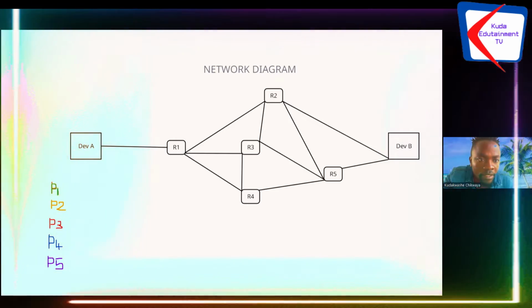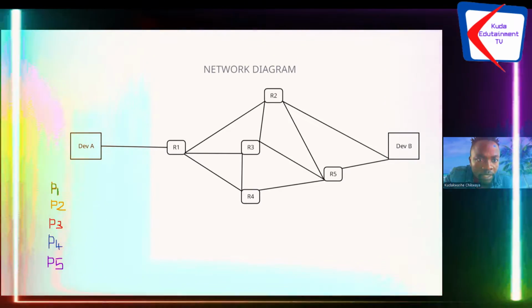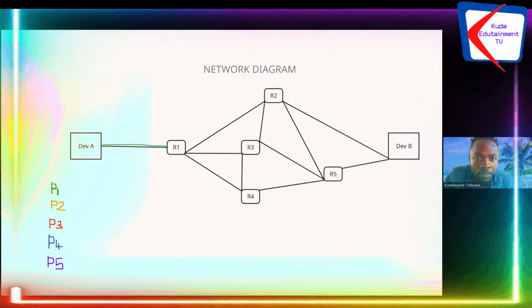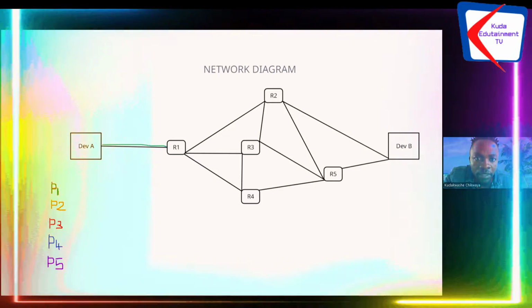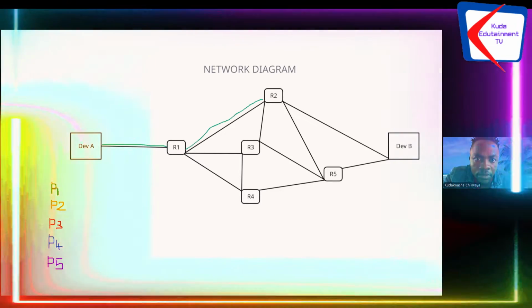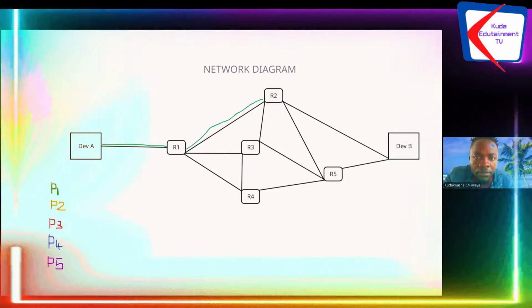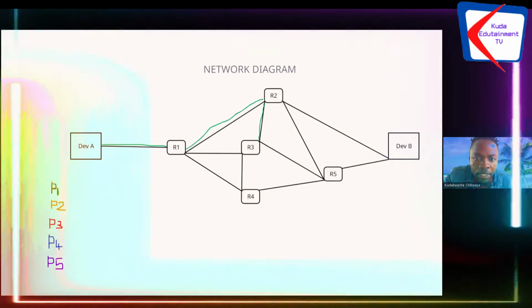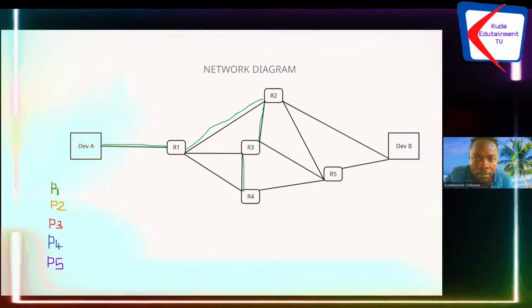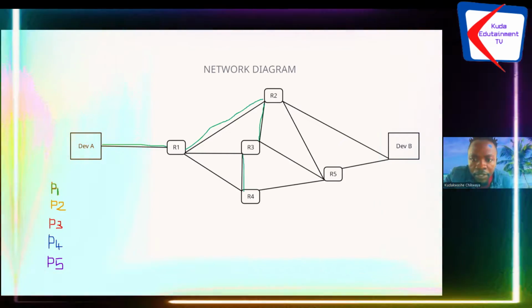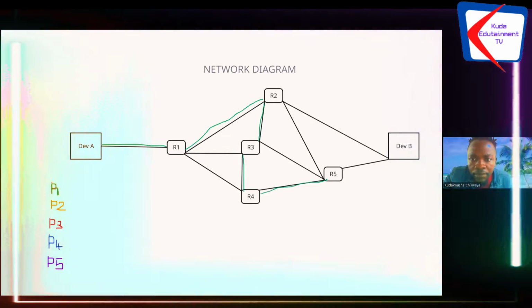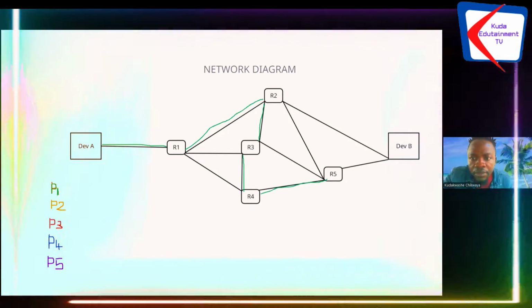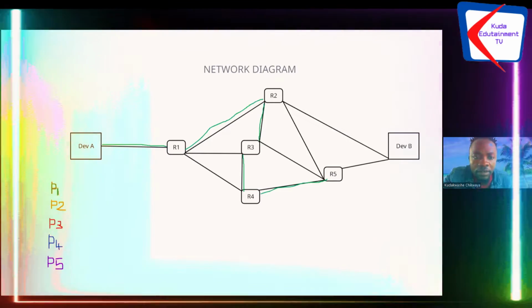So it goes to router 1, router 2, and then from router 2 it goes to router 3. From router 3, it goes to router number 4. From router number 4, it goes to router number 5. And then from router number 5 to the receiving device, so this will be the last device. Right, so this is our first packet.